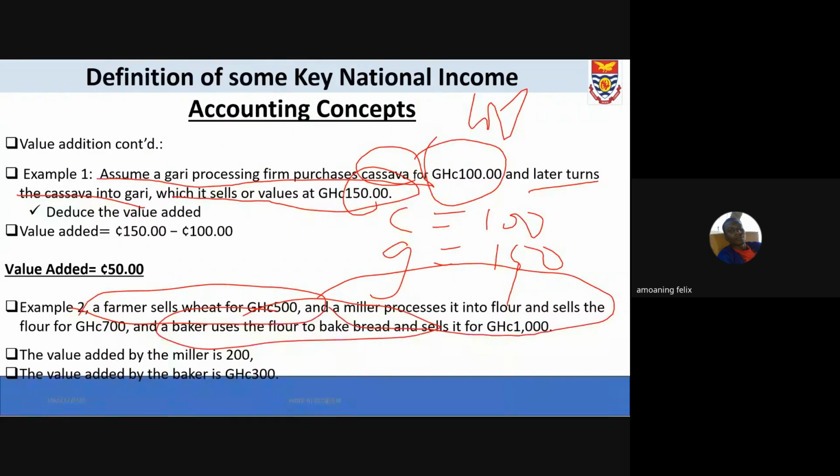So what are intermediate goods? When we talk about intermediate goods, we are referring to goods and services that we buy, not for direct consumption, but for further processing, or for further manufacturing, or for further resale. So when you go and buy the flour, you are not going to consume the flour. You are going to turn the flour into bread and consume the bread. So any good that you are buying for further processing, for further manufacturing, is what we term as an intermediary.